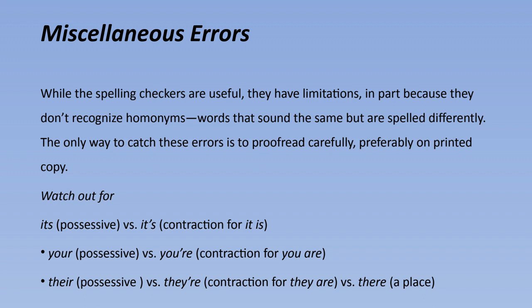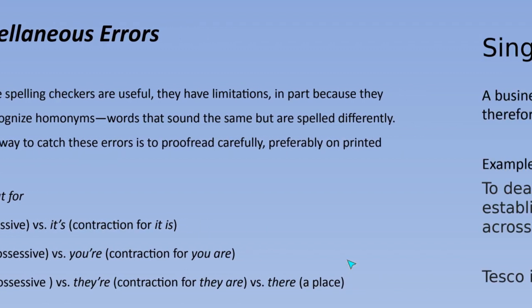And in doing that, you often have a better idea of which words have been incorrectly spelt. So these are the ones to watch out for. It's possessive versus it is contraction. Your and you are. They're possessive and they are versus they're the place. So it's those three at the bottom. This is particularly so when using the spell checker, because they're all correct words, it just doesn't get picked up, and it depends on the context.